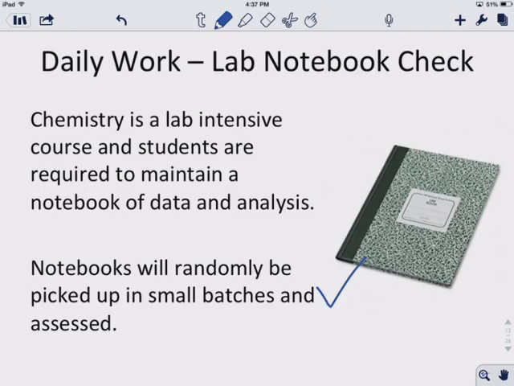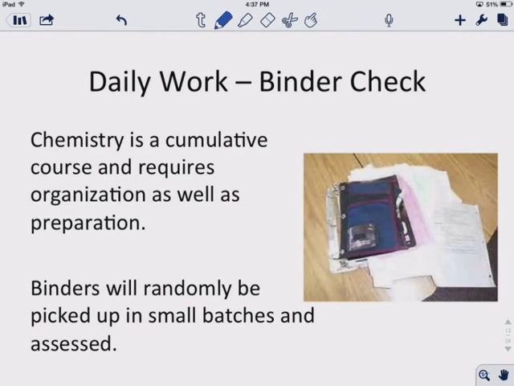It won't be pre-announced, because I expect you to keep your lab notebook up to date. Every time that we do a lab, I expect you to fill everything out, everything in there. And then when I ask for it, you should just be able to give it to me. Check it, you get your points for that 6 weeks, and I put it in the grade book.